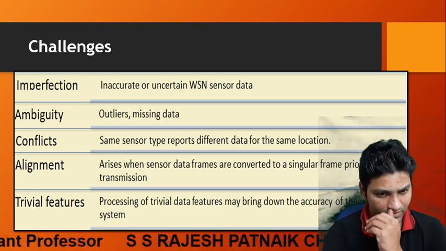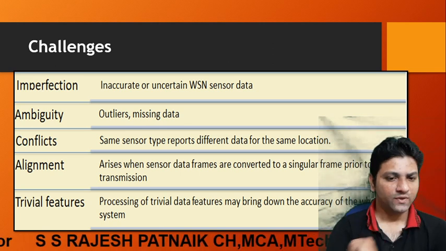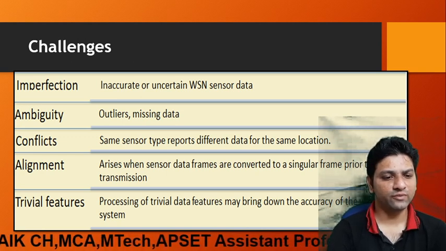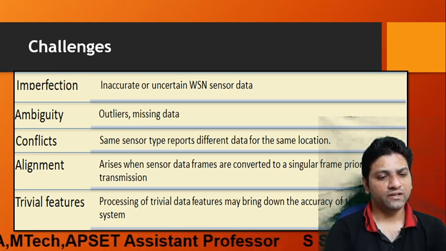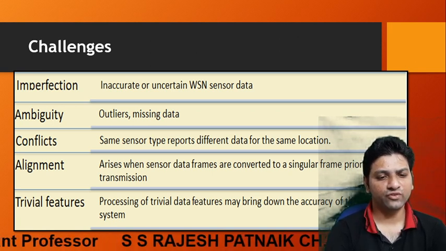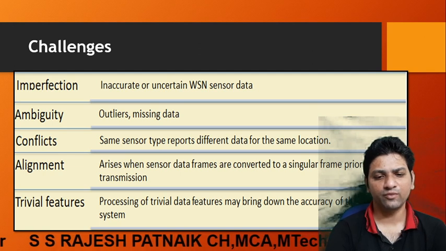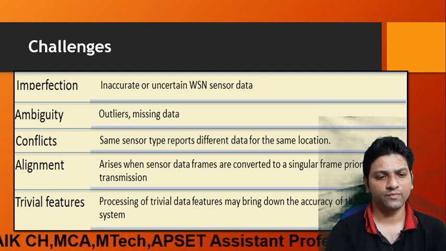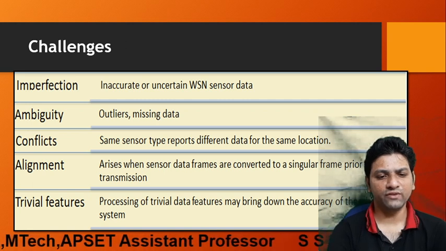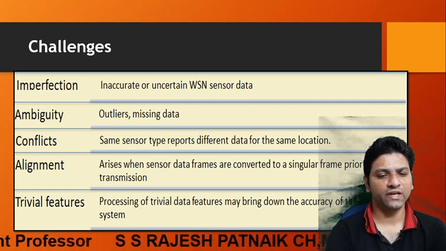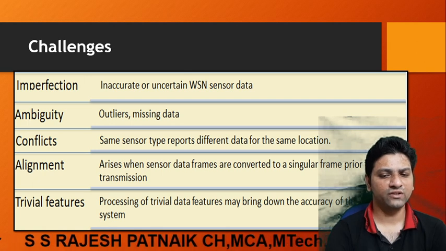So that means sensor data frames are converted into a single frame prior to transmission. Trivial features. That means processing of trivial data features may bring down the accuracy of the whole system.